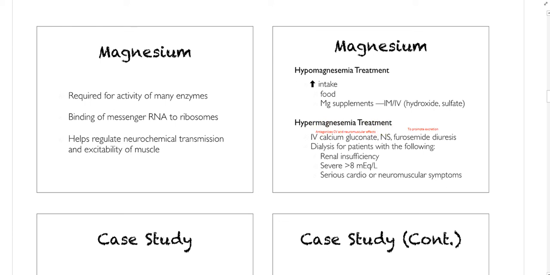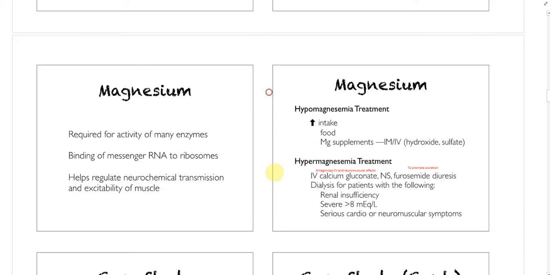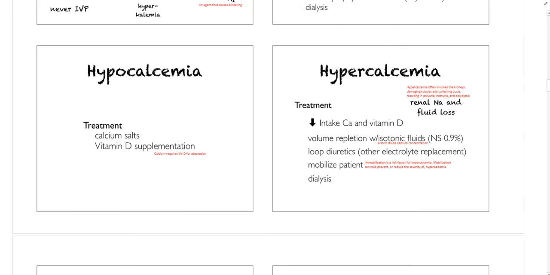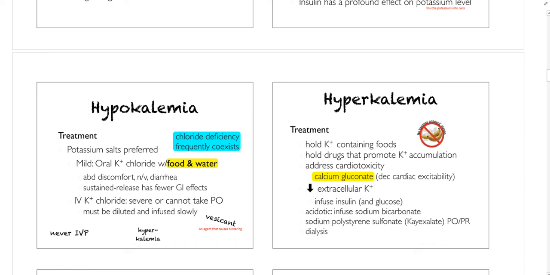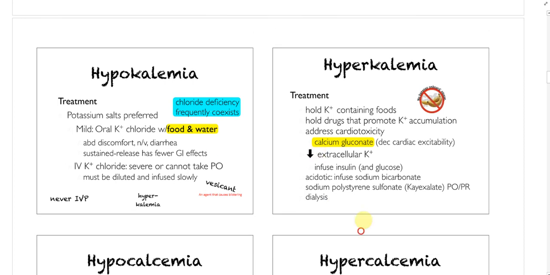Hypermagnesemia, we treat that with some IV calcium gluconate because that helps to antagonize the cardiovascular excitability that can occur from hypermagnesemia, similar to, which one was it? Our hyperkalemia, calcium gluconate.